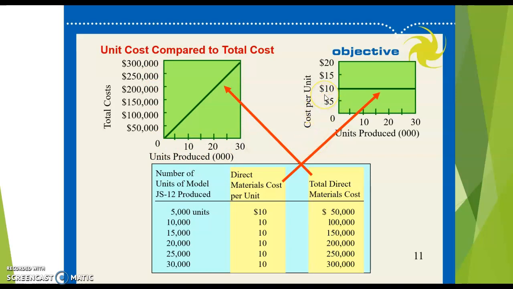Whereas the cost for one unit stays the same, no matter how many we produce, as long as it's in the relevant range, the cost for one stays flat.